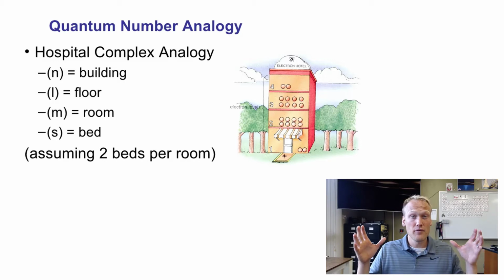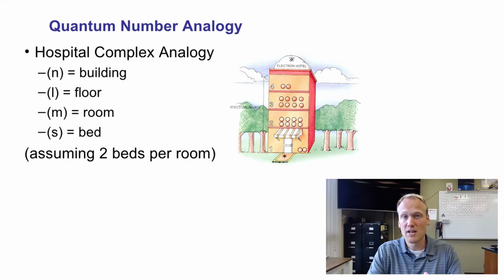We start out very zoomed out, and then as we get more and more quantum numbers, or more and more variables, they help us kind of home in to where that electron is located. So if you look here, we see 4 quantum numbers, N, L, M, S. Those are the letters that are the variables for those numbers.